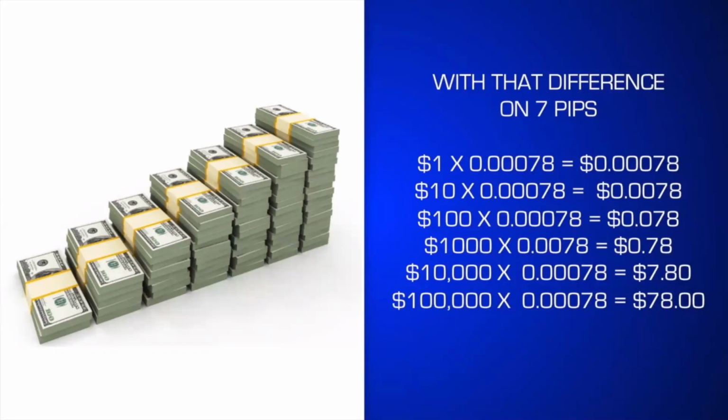If you invest $1,000 of your own money on 7 pips that you've gained, now you have just made 78 cents. Whoop-de-doo, right? $10,000. Now you've made $7.80. If you come to the market with $100,000, now you've made $78. That's really not a very good return on investment.